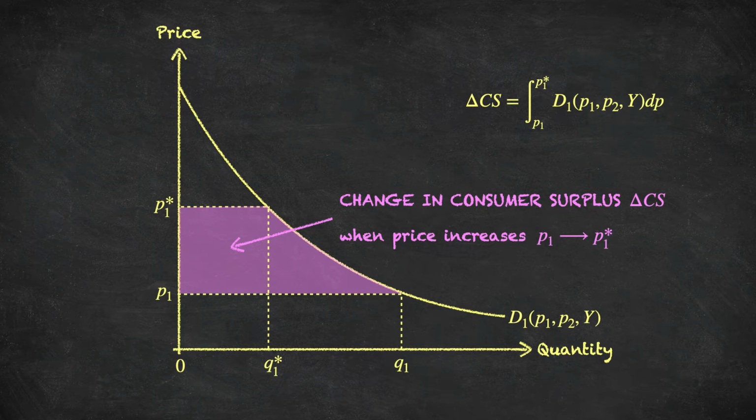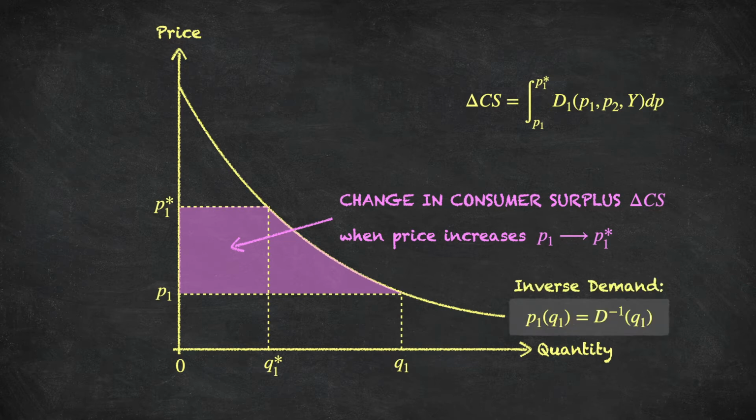Now, when you see an integral like this, of course, we know that an integral is the area underneath a demand curve between 2 points, P1 and P1 star. Now, I've drawn this sideways because it's the convention in economics to draw demand functions with price on the vertical axis and quantity on the horizontal axis. So area under the curve in this strange diagram becomes area to the side of the curve. Really, what we've drawn here is an inverse demand function.